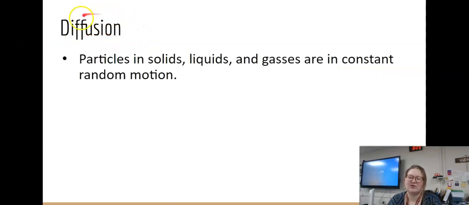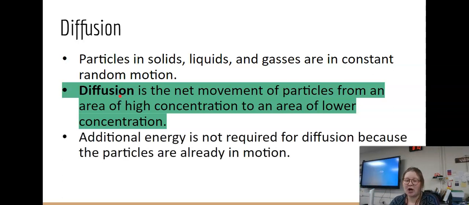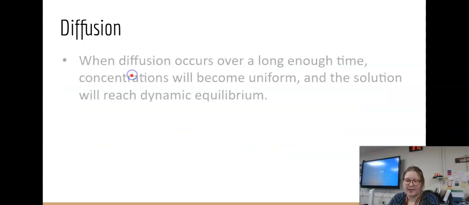Hopefully this is something that you've at least heard of before, but particles in solids, liquids, and gases are in constant random motion. We talked about that briefly when we covered chemistry and biology. Diffusion is the net movement of particles from an area of high concentration to an area of low concentration. So there's a lot of them over here, not a lot of them over here, so they're going to kind of diffuse to even out. Additional energy is not required for diffusion because the particles are already in motion. It just naturally happens. We don't have to do anything to make that happen.